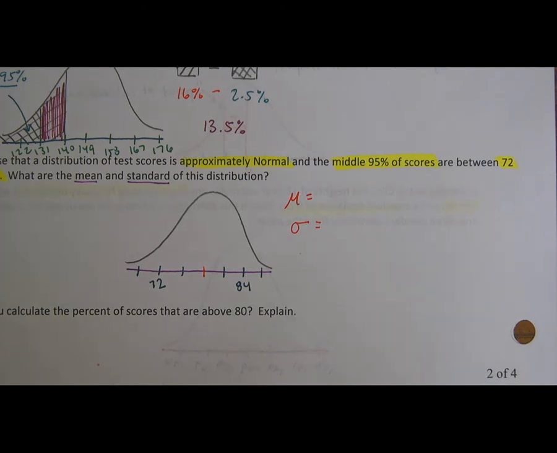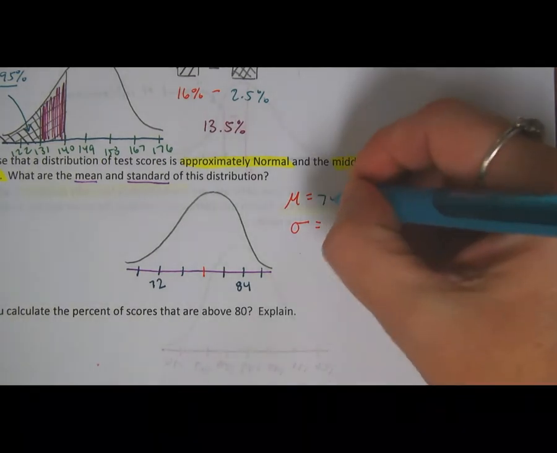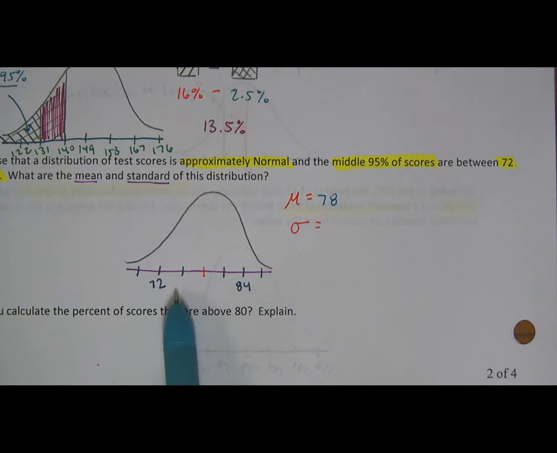What are you getting for the mean? 78. Some of you subtracted and divided by 2 and it was 6, and so you added 6 and you got 78. Some of you just knew, oh, the middle is the average. I'm just going to add them together and divide by 2. Cool. 78.